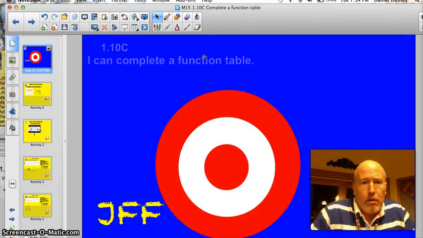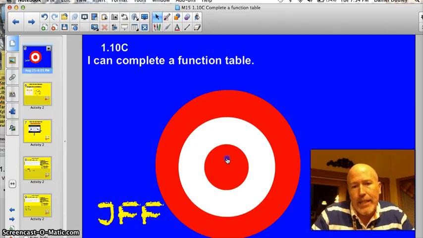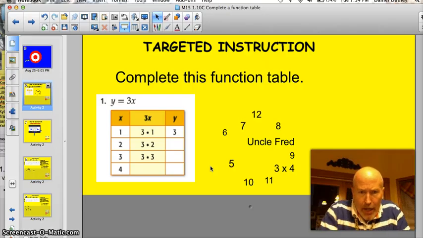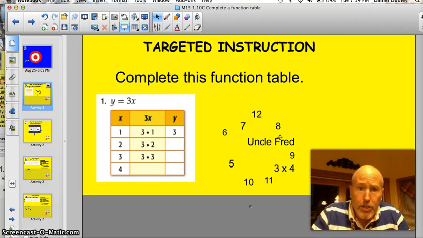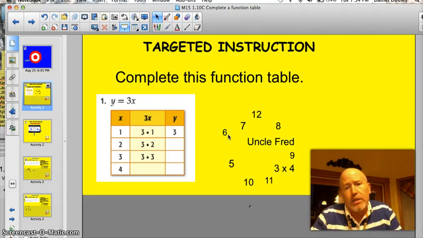Today, I can complete a function. We're at 1.10c. Here we go. Yesterday we looked at this function table, y equals 3x, and today we have to complete it. And I've scattered some values over here that you can take and plug in to see if you can figure it out. So I want you to pause and see if you can figure out which of these values over here would slide into these empty boxes. Go ahead and pause.